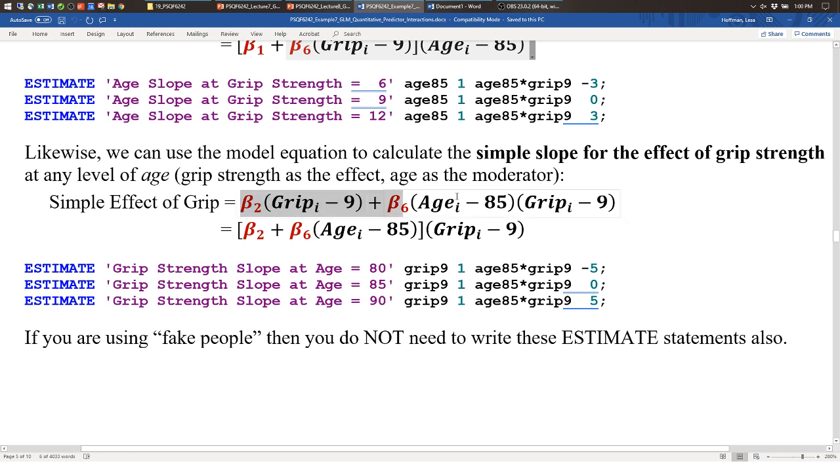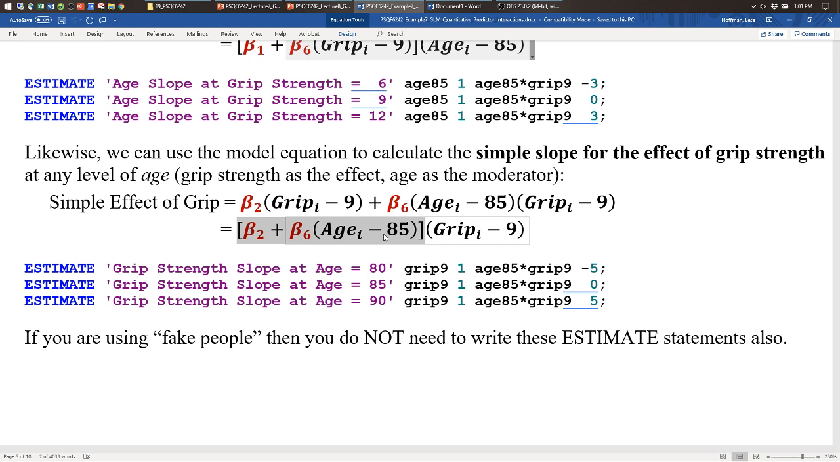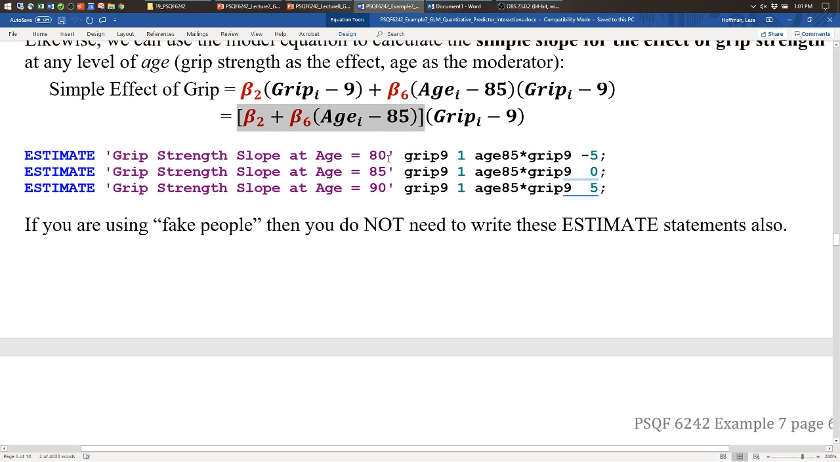So same idea. We take the 2 things that we need. We factor out the variable for which the slope is for. And then this part in brackets, that is how we get the grip strength slope. So beta 2 is the only thing we need to describe what the effective grip strength is when age is 85. Otherwise, we also have to know for what age you want the grip strength slope. So I did the same thing, picking convenient values above and below the centering point. This would be for an 80-year-old, because we've centered at 85. This one would be for a 90-year-old.